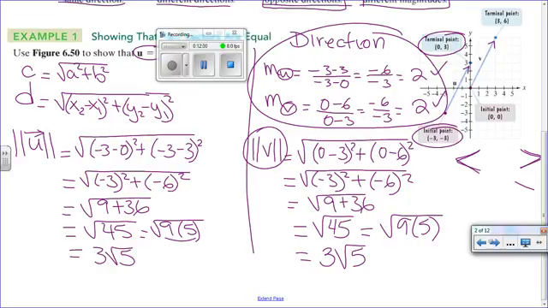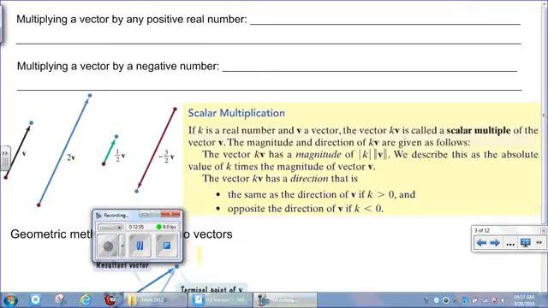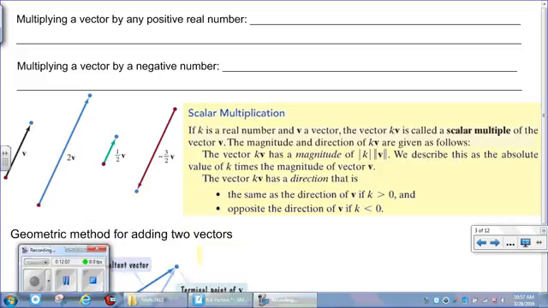So let's move on. We have two more definitions here to write. Multiplying a vector by any positive real number. Let me find it. We don't have that? Oh, you guys don't have it? Then write it down in the back. The last page should be blank.